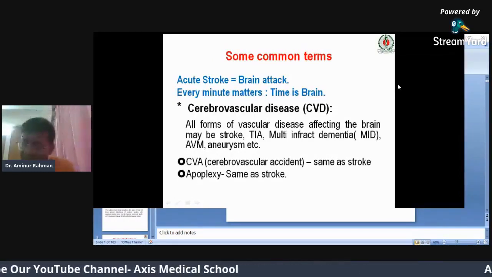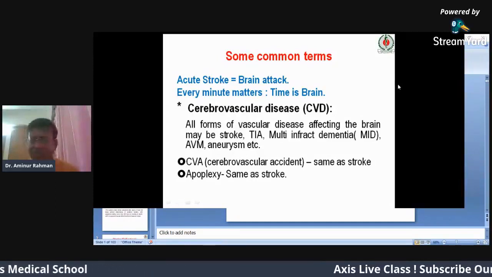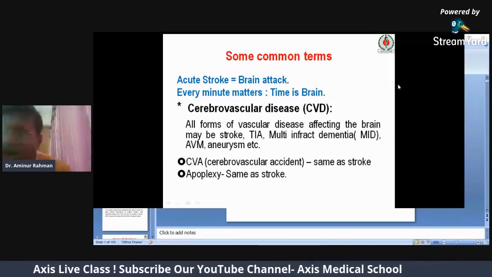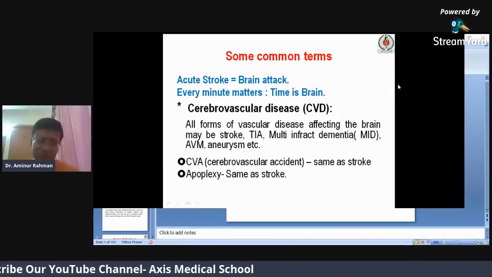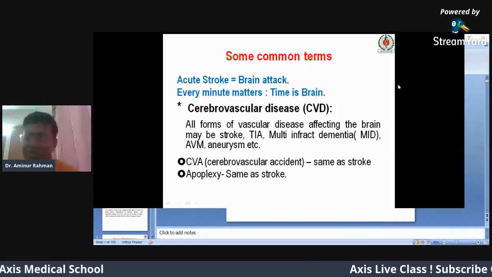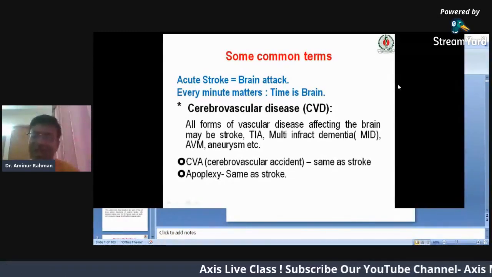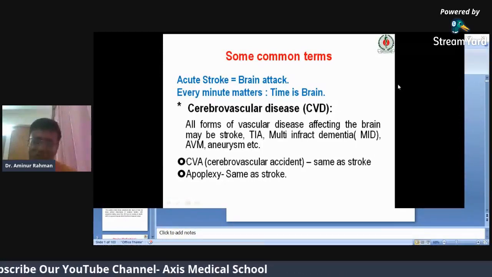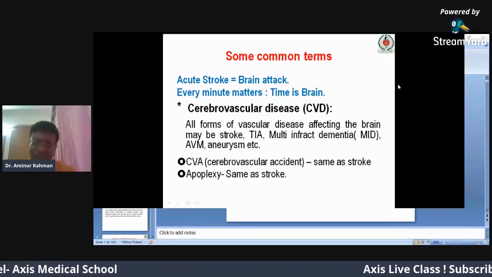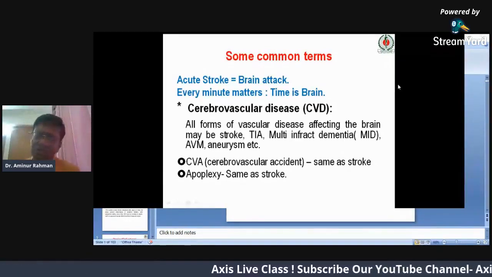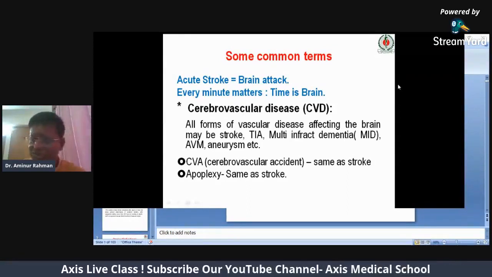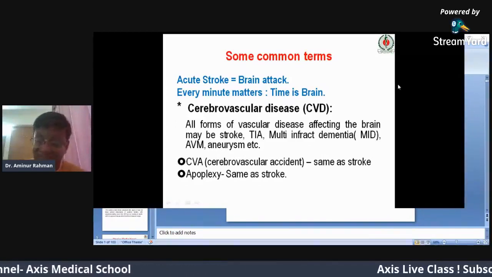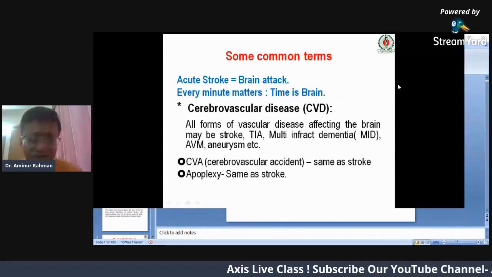What are some common terms used in stroke? Acute stroke is equal to brain attack. Sometimes people say heat stroke, but that is a misnomer, and they think heart stroke means heart attack. We say acute stroke means brain attack, and every minute matters. Time is brain. Always remember this point. When I go for the treatment, I will repeat this sentence again: time is brain.